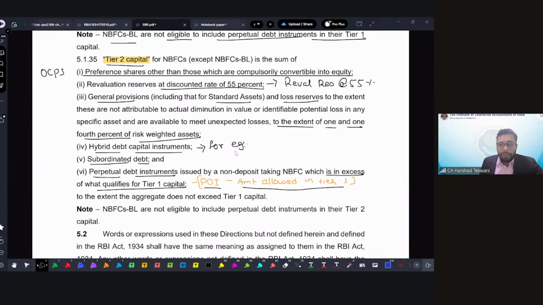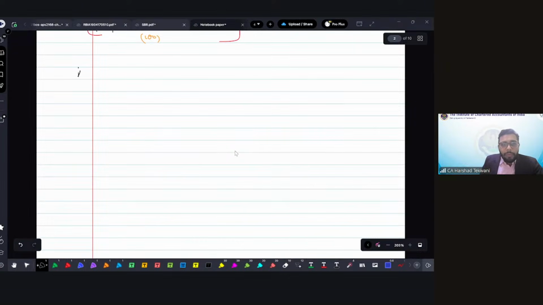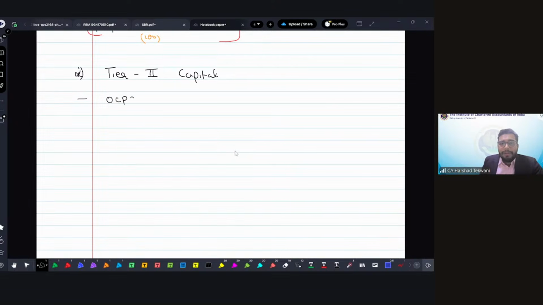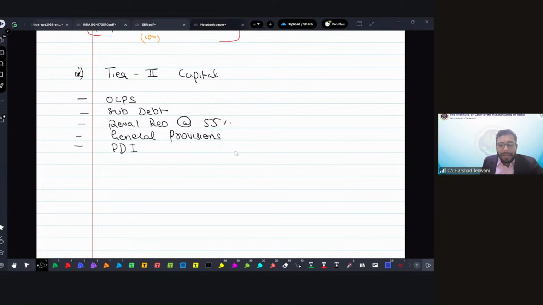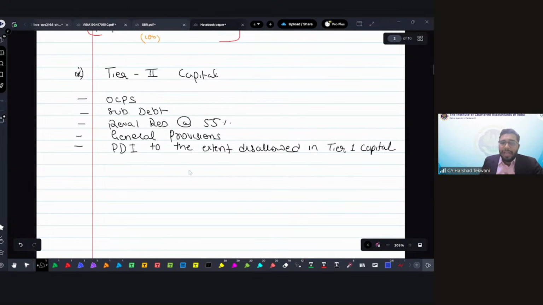So, to summarize for you guys, tier 2 capital: optionally convertible preference shares, subordinate debt, revaluation reserve at the rate of 55%, general provisions, then perpetual debt instrument to the extent disallowed in tier 1 capital. That is your tier 2 capital.